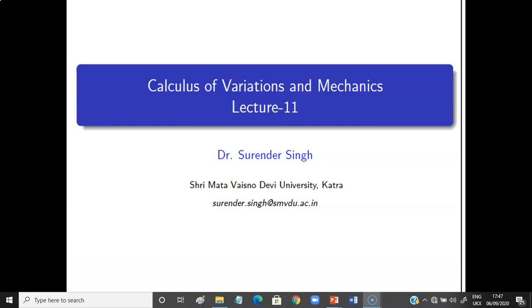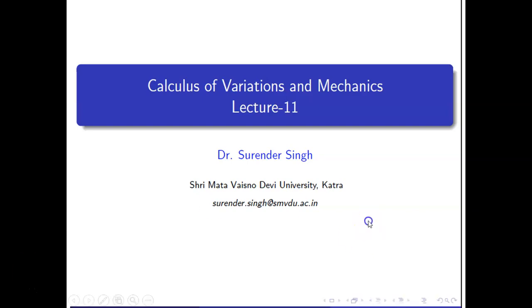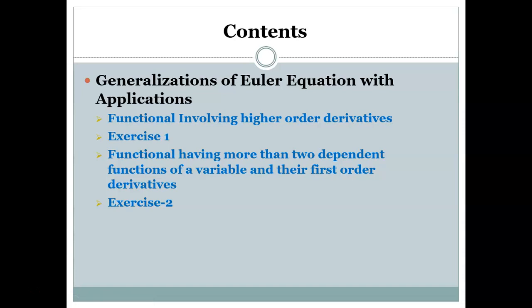Hello students. In the 11th lecture on calculus of variations and mechanics, we are mainly going to discuss certain generalizations of the basic Euler equation. First we consider a functional involving higher order derivatives, and second, a functional having more than two dependent functions of a variable and their first order derivatives. We also have certain illustrative examples for both these generalizations, and the unsolved exercises are also given in this lecture.